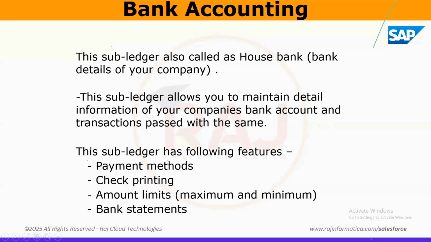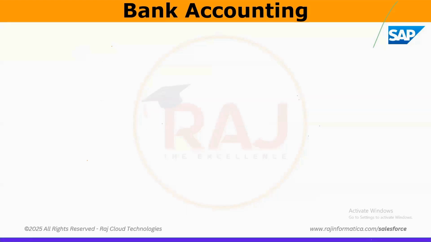So this sub-ledger has the following features. You can make the payment manually as a cash payment, where you are paying the check to the vendor and then updating the entry into SAP, or you can make the payment through APP, the automatic payment program, which allows you to make multiple payments for multiple vendors together, by generating checks automatically or by generating the bank transfer file. So this sub-ledger has features which allow you to make the payment either through check or through bank transfer.